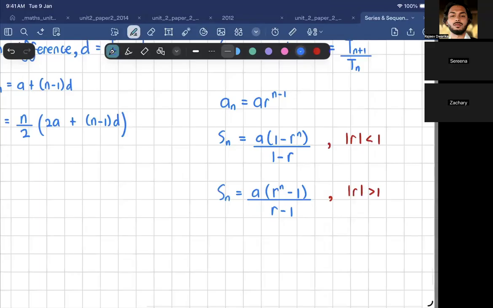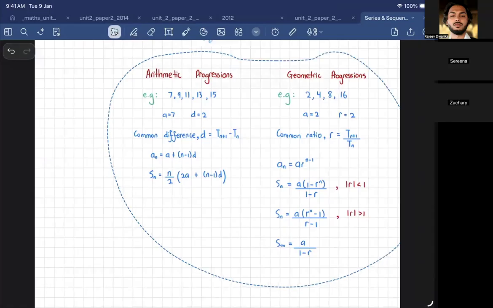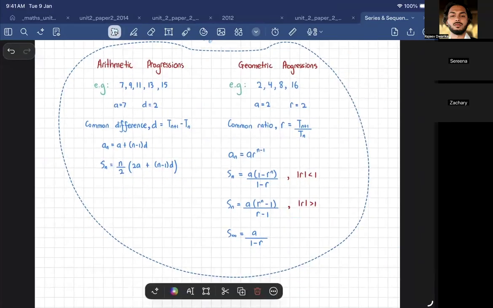And then there's another formula for sum to infinity. What was the sum to infinity formula? Serena, remember that one is A over 1 minus r. Right. A all over 1 minus r. And that's essentially all you have to know.